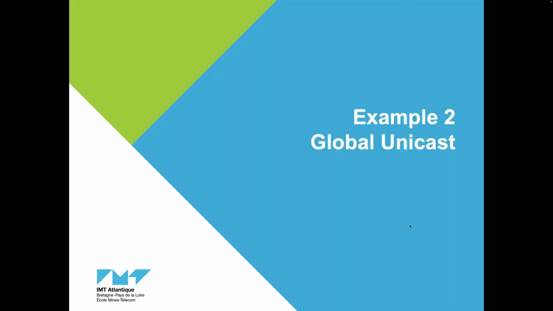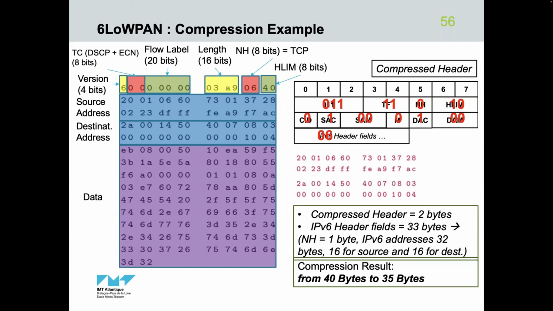Now I will quickly show you another example, which is a global unicast, to see the other side of the coin. So here I'm skipping all the details and I'm going directly to the results. So here we have done the compression for the compressed header. So as you can see here, we have a TCP at the transport layer.